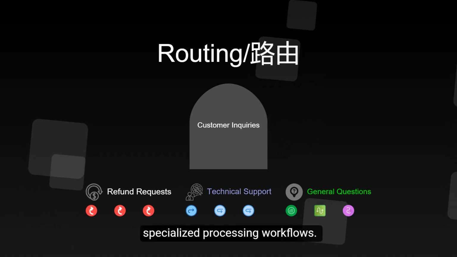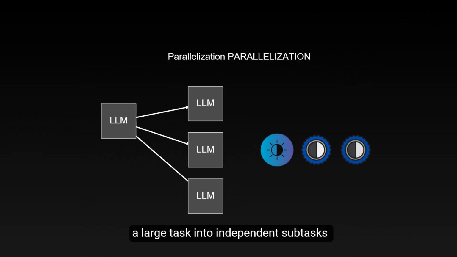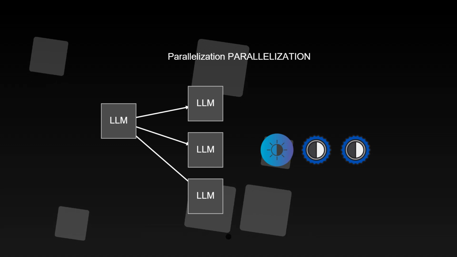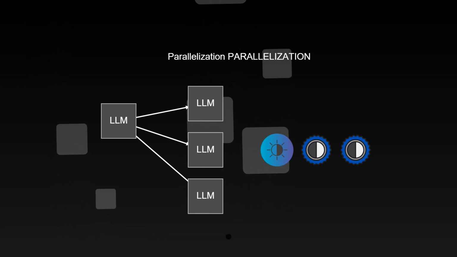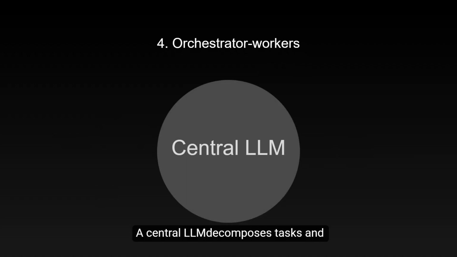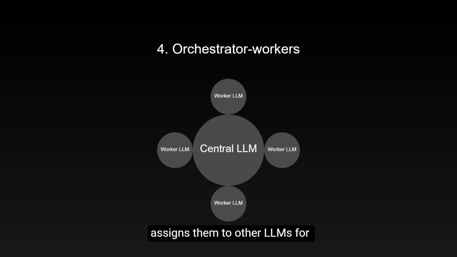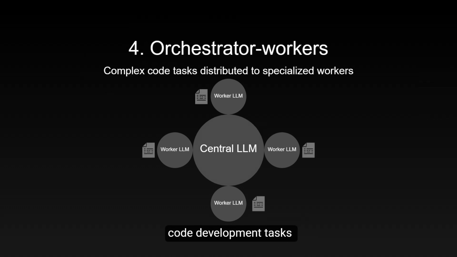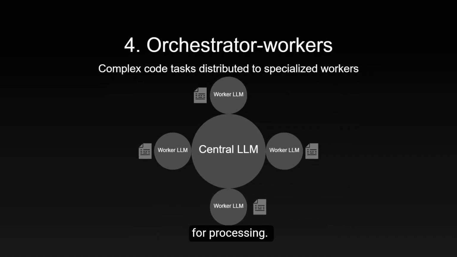3. Parallelization. Run multiple LLM tasks simultaneously. This can involve splitting a large task into independent subtasks for parallel processing, or running the same task multiple times to obtain diverse outputs. 4. Orchestrator workers. A central LLM decomposes tasks and assigns them to other LLMs for execution. Suitable for complex code development tasks, the orchestrator can decide which files need to be modified and then assign them to different workers for processing. 5.